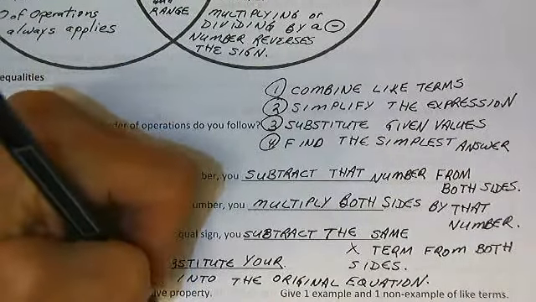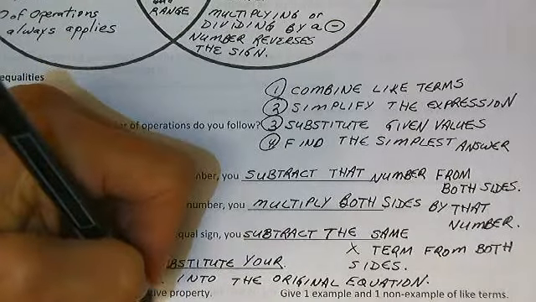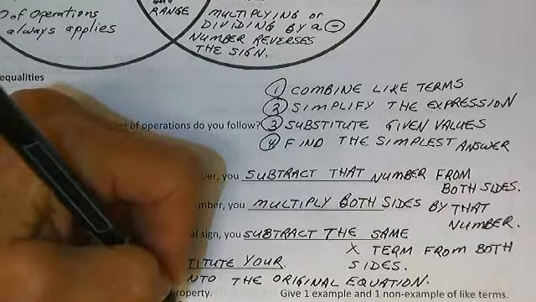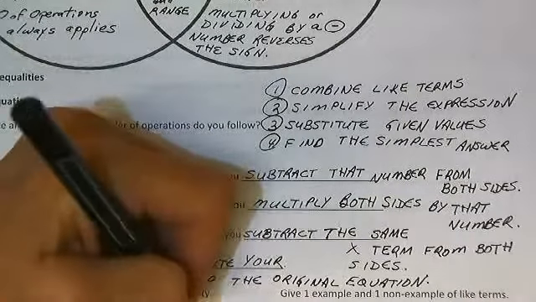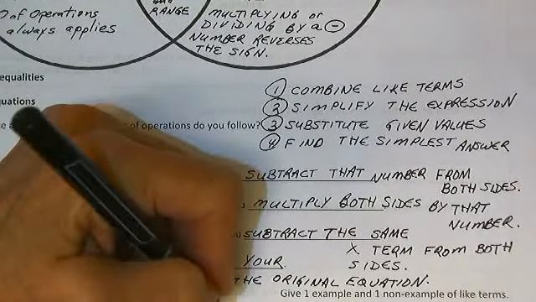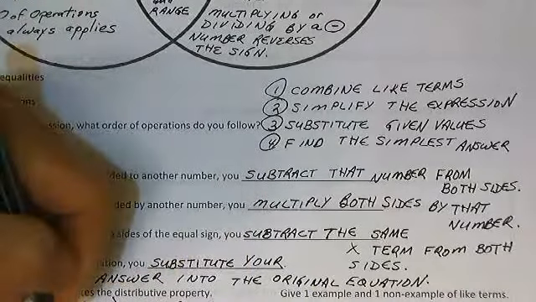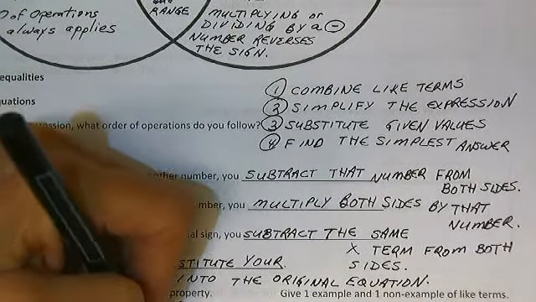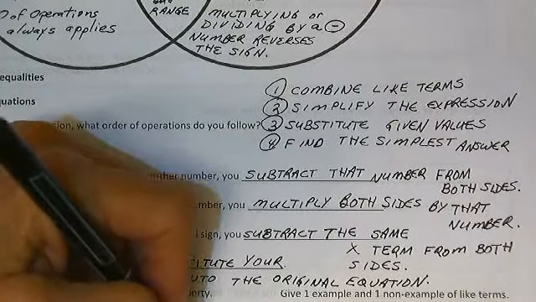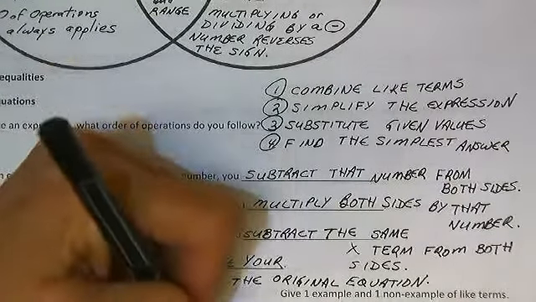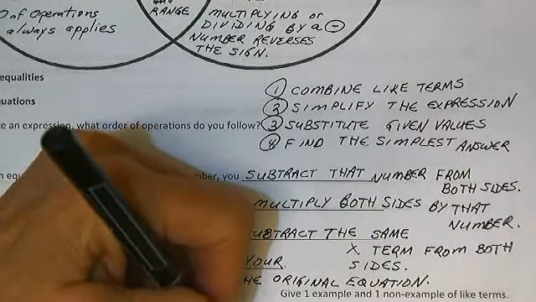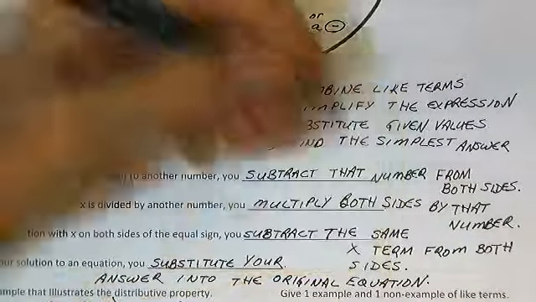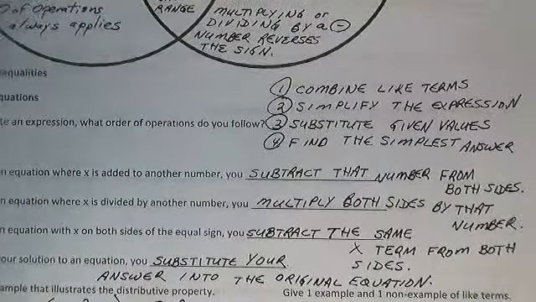So 4 times 2x squared is 8x squared. 4 times plus 5 is 20. X times 2x is 2x squared. X times 3 is just plus 3x. Give one example and one non-example of like terms.